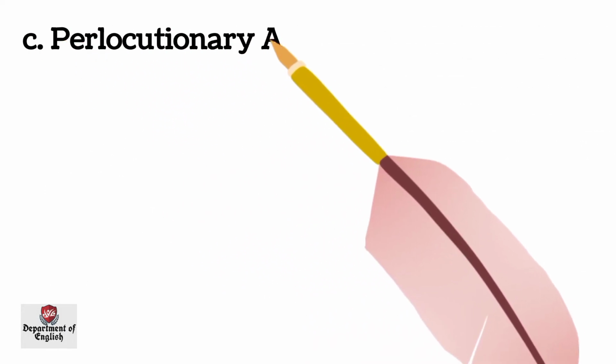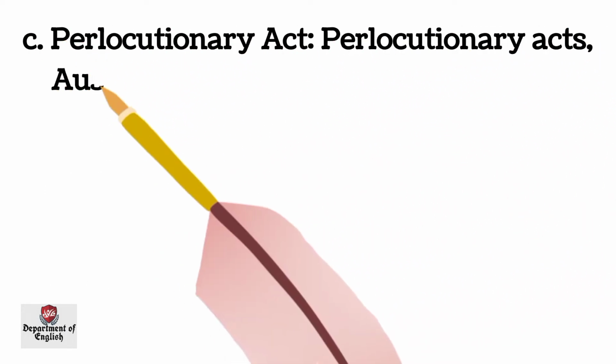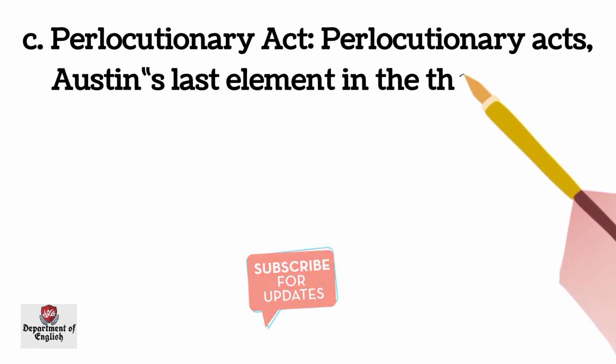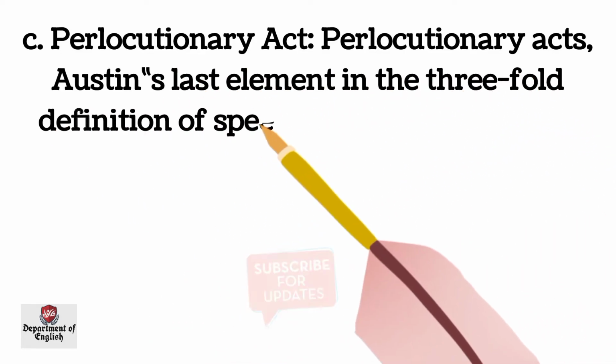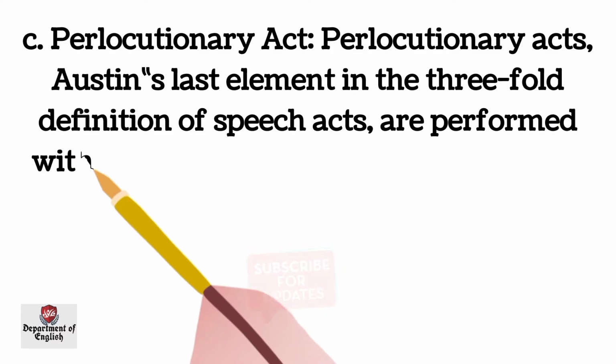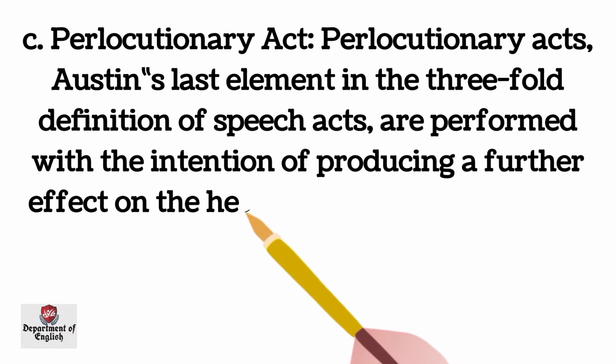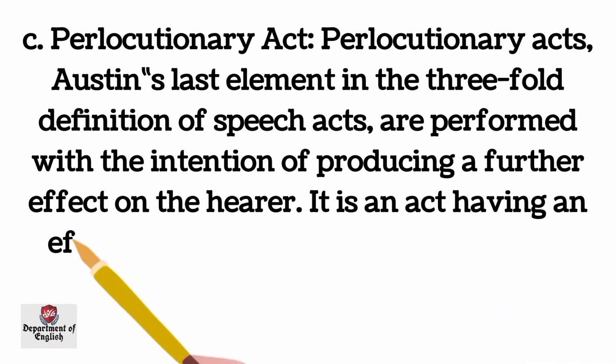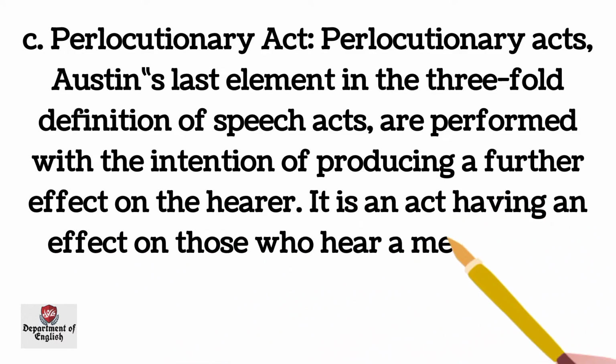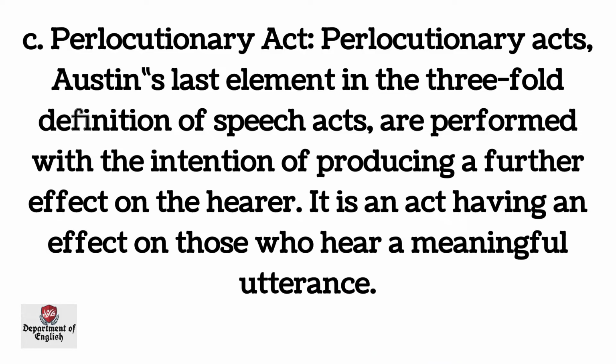C. Perlocutionary act. Perlocutionary acts, Austin's last element in the threefold definition of speech acts, are performed with the intention of producing a further effect on the hearer. It is an act having an effect on those who hear a meaningful utterance.